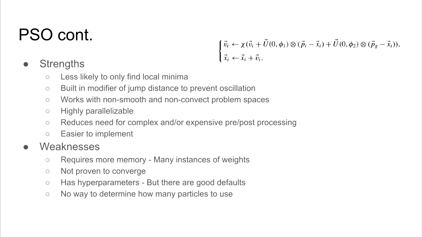PSO, particle swarm optimization, has many strengths that made it appealing for this program. So it's less likely to get stuck in a local minimum. With gradient descent, you are always simply going down.